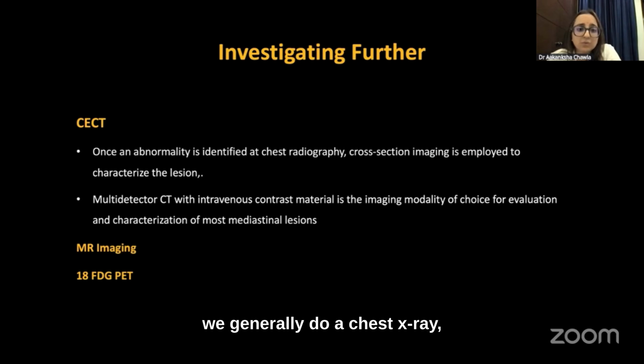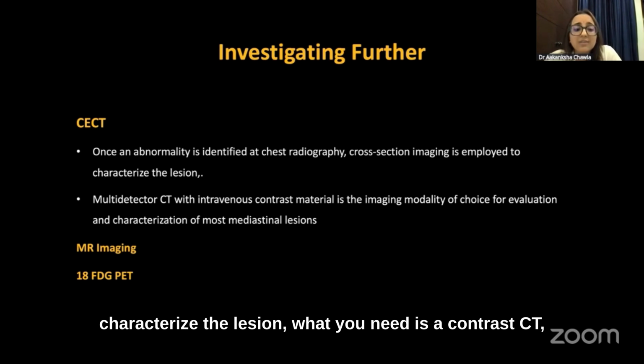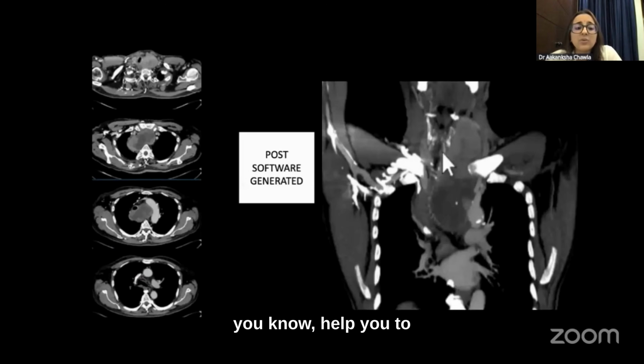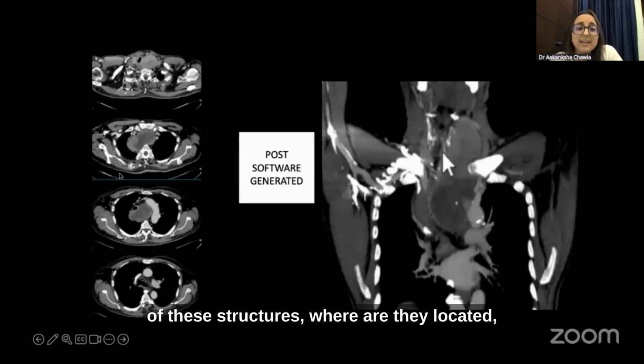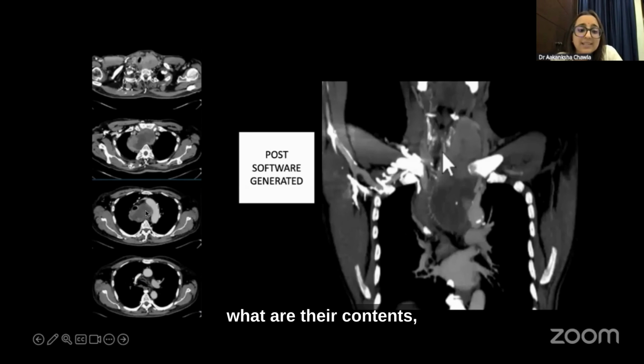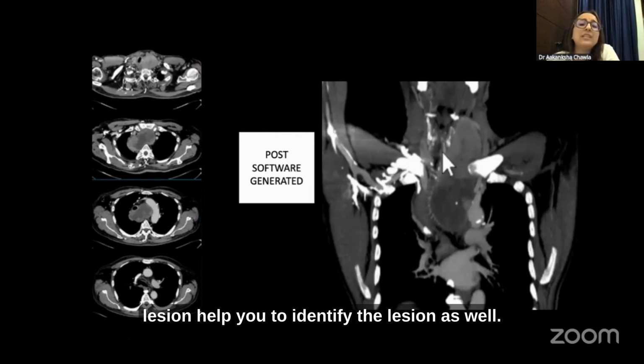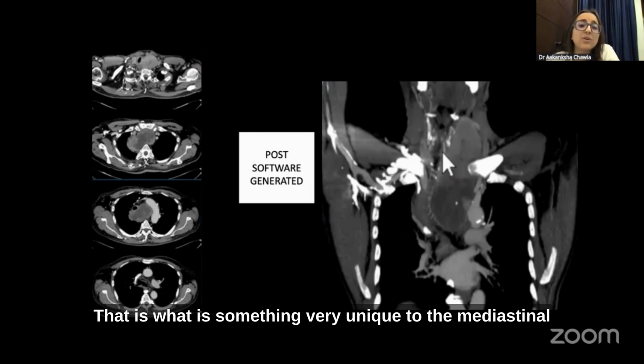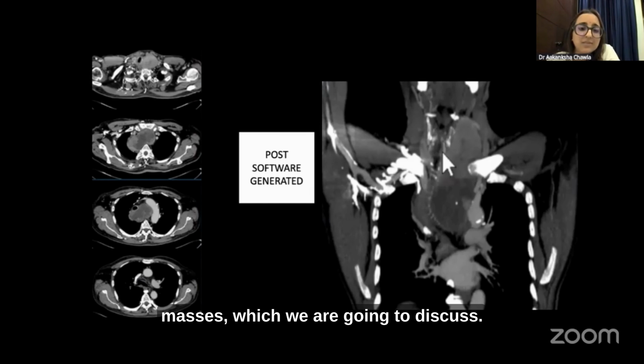Normally we generally do a chest X-ray initially, and once we've done a chest X-ray, we've identified that there is an abnormality in the chest X-ray. So to obtain cross-sectional imaging to characterize the lesion, what you need is a contrast CT. And contrast CT these days helps you to identify the extent of these structures, where they are located, what part of the mediastinum, what their contents are, whether they have any fat or calcification. Specific characteristics of the lesion help you to identify the lesion as well. That is something very unique to the mediastinal masses, which we are going to discuss.